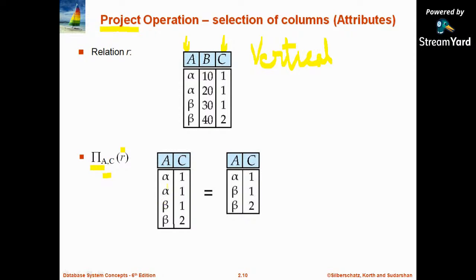So you took A, C, but the redundant rows are automatically deleted. So you can see that alpha 1 and alpha 1 are redundant. They will be automatically deleted. It will be converted into one row only. So your data will be like this. It is the project operator. The selection was horizontal, you can say a horizontal filter, and the projection is a vertical filter.